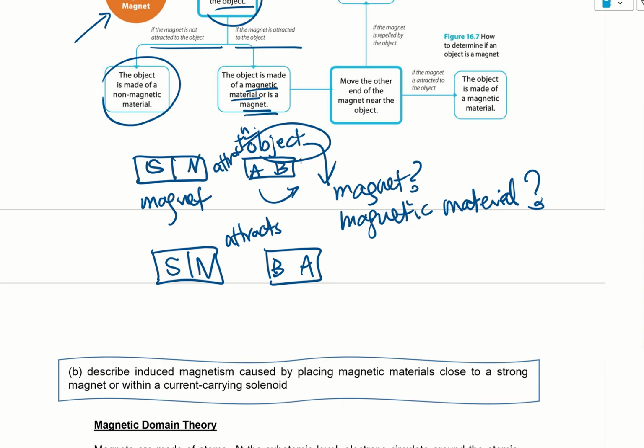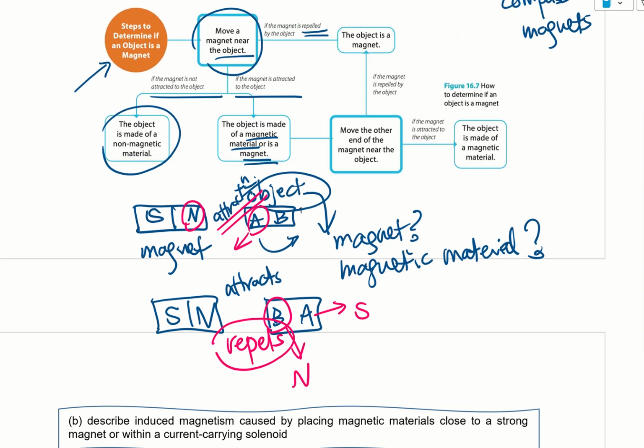However, if it repels, just now N attracts A, but now N repels B, that means B must be a North Pole, because like poles repel, and therefore A must be a South Pole. If A is a South Pole, there will be attraction. So that's why the only test to see if something is a magnet is repulsion.